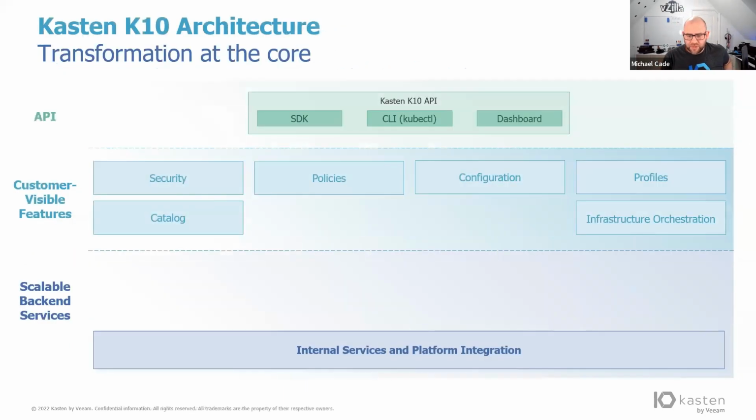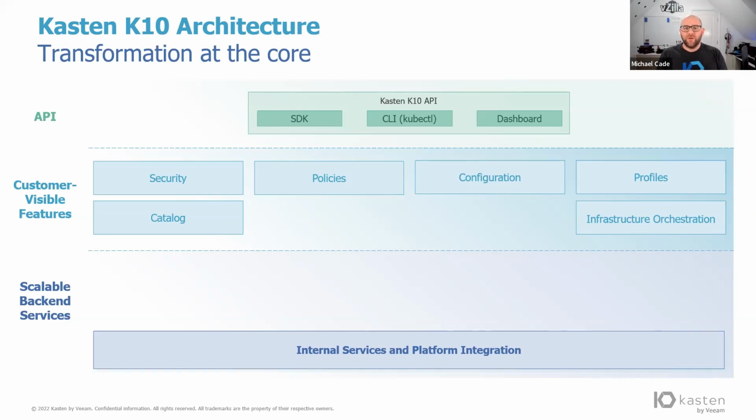Let me build this out a touch. If you think about where we are from a Kasten K10 point of view, in terms of how you can consume K10, either from a dashboard, a CLI, or an SDK plugged into that, then from a customer point of view, what are the visible features? I've spoken about our policy engine, configuration profiles, which is where we're going to store those backups, that S3 repository, infrastructure or orchestration. So what are we sat on?